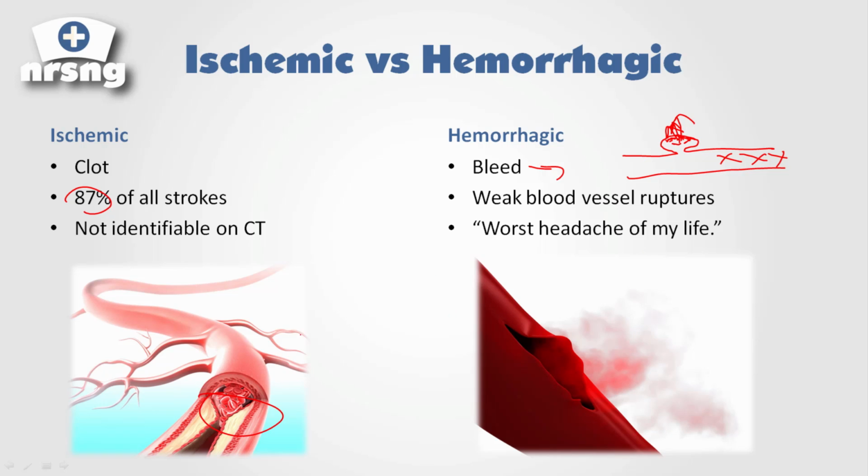Okay, so here would be an ischemic stroke with the blood clot. This would be a hemorrhagic stroke with blood being lost into the cerebral space. Okay, so with hemorrhagic stroke, though, this is identifiable on a CT immediately because we'd see all this blood inside the cerebral space. Okay.